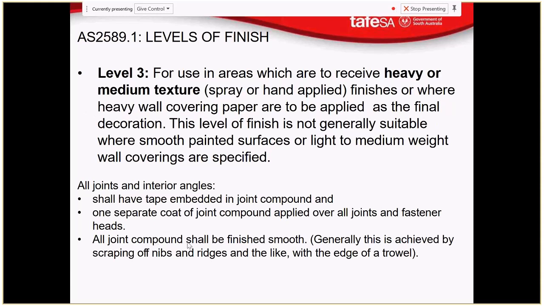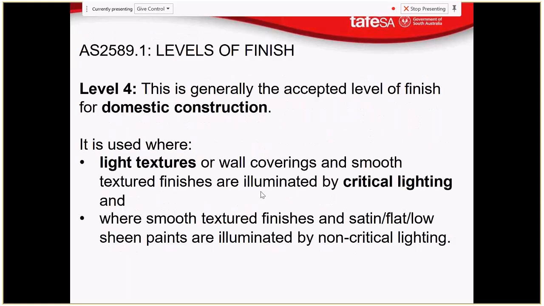So all jointing compound should be smooth, scraping off nibs and ridges and the like with the edge of a trowel. Level 4, this is generally the accepted level of finish for domestic construction. It's used where light textures or wall coverings and smooth textures finish are illuminated by critical lighting, and where smooth textured finishes and satin, flat, and low sheen paints are illuminated by non-critical lighting.